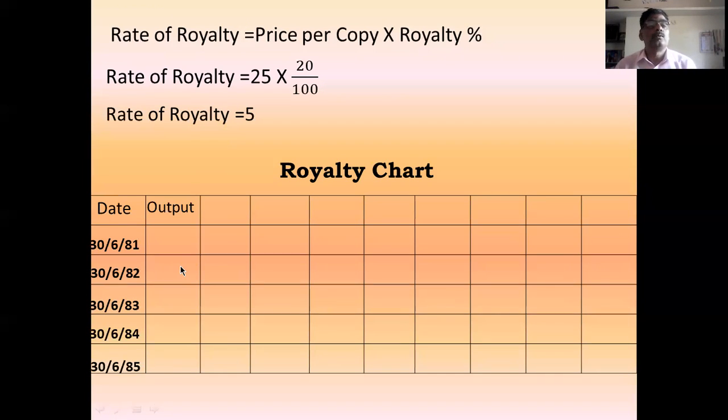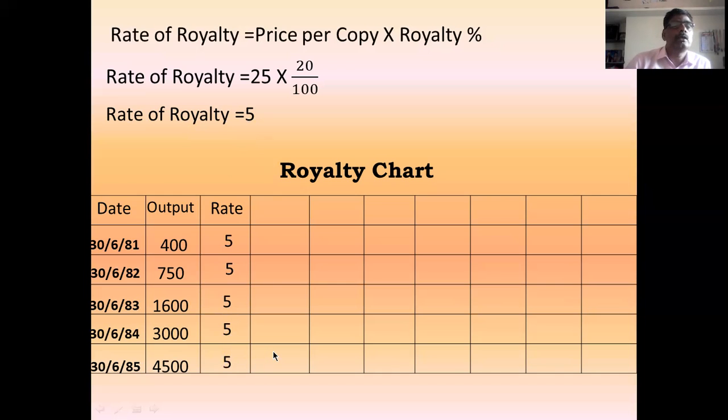Now you take the output. Output is, first year 400, second year 750, 1600, 3000, 4500, as per the given problem. Then you take the rate. Rate is rupees 5 for each year. Then royalty: multiply these two, output and rate. Output means units sold, the number of copies sold. 400 into 5 is 2000. 750 into 5 is 3750. 1600 into 5 is 8000.